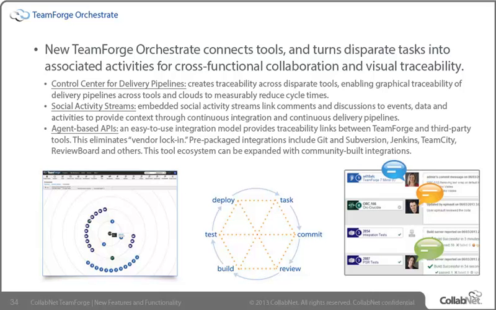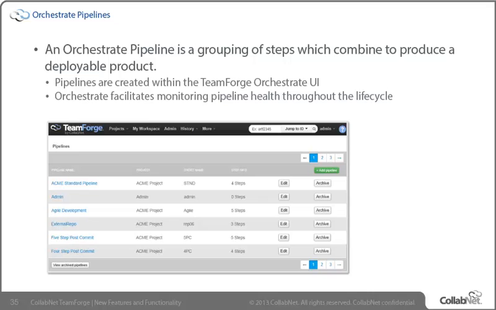You can continue to use the tools already in use on your projects. Agent-based APIs provide the links between TeamForge and third-party tools so that Orchestrate recognizes and uses the data from those tools. A pipeline shows the steps involved in a project. These steps can include commits, builds, and reviews. In the TeamForge Orchestrate Pipelines list, you can create a new pipeline by clicking Add Pipeline. Let's take a look at what it takes to make a pipeline.